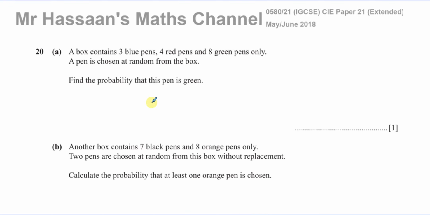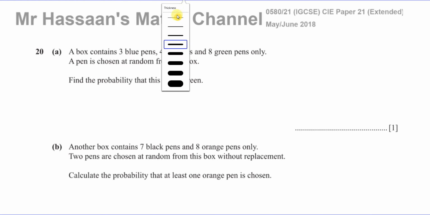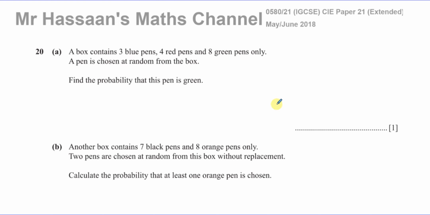I'm now answering question number 20 from the May-June 2018 paper 2, variant 1 from the IGCSE 0580 syllabus. And this question number 20 is about probability.